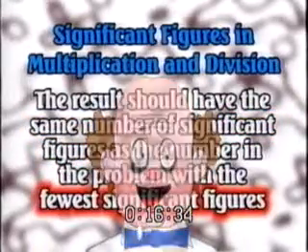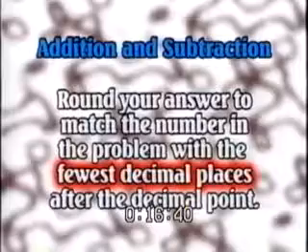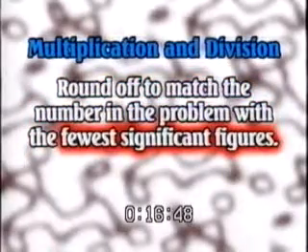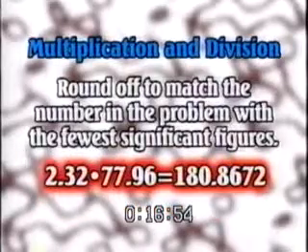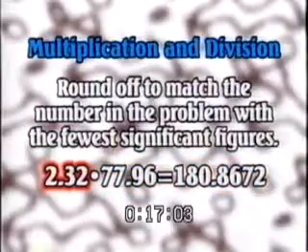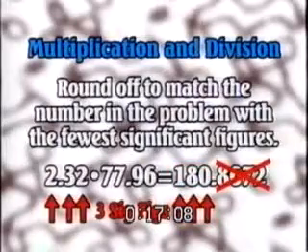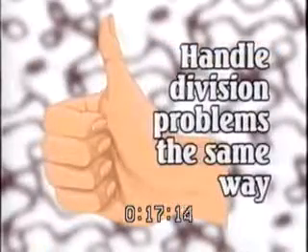Get the difference? With addition and subtraction, we rounded our answer off to match the number in the problem with the fewest decimal places after the decimal point. Multiplication and division answers are rounded off to match the number in the problem with the fewest significant figures, which can be on either side of the decimal point. For example, 2.32 times 77.96 equals 180.8672. But since 2.32 has only 3 significant figures, our answer can only have 3 significant figures. So we round the answer to 181. Got that? Good. Handle division problems the same way.